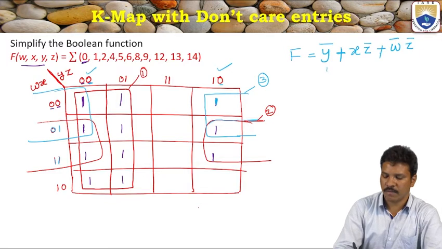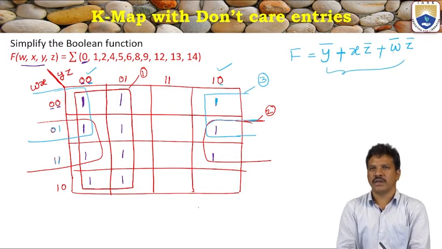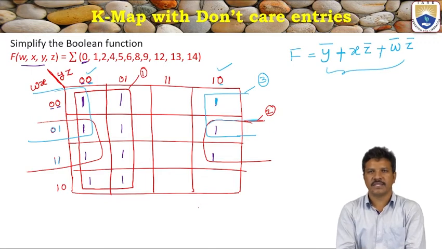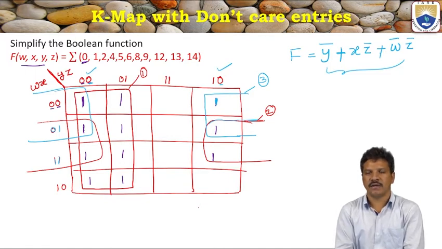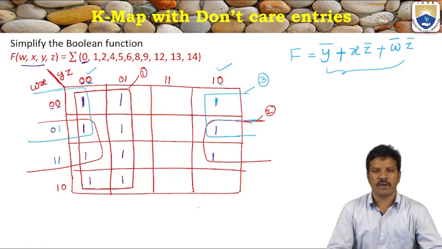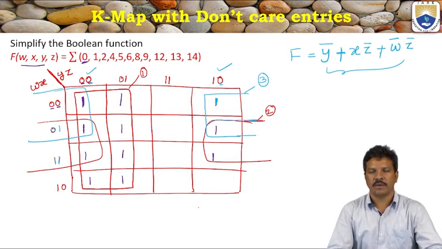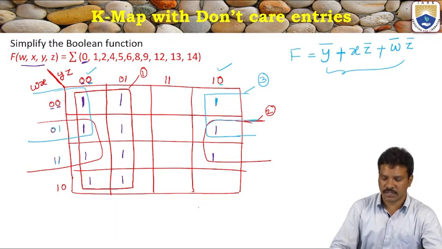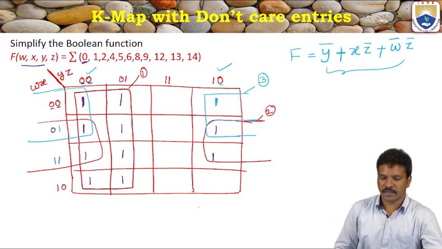This is the minimized Boolean function. The first is one single variable, because the 8 ones have adjacency. And for the second and third quads, the 4 square boxes adjacency, it will come as 2 variables. So y bar plus x z bar plus y bar z bar is the answer. Minimized Boolean function for 4 variable.